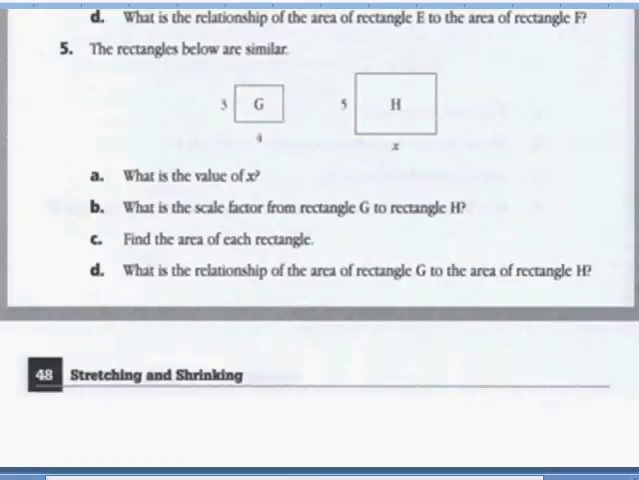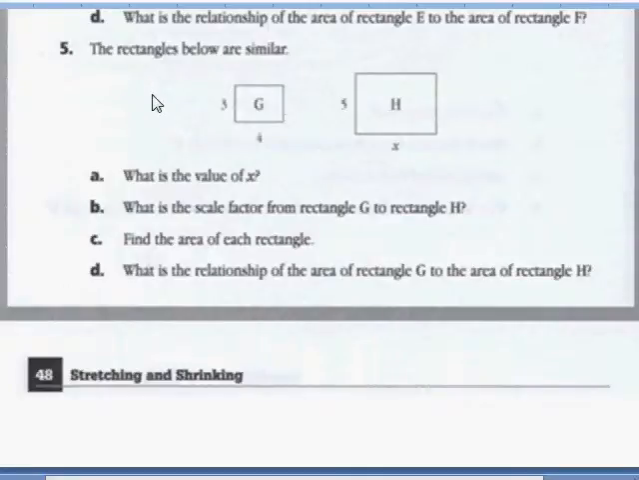Alright, Stretching and Shrinking Investigation 4, page 48, number 5 in the ACE questions. Again, it tells us the rectangles below are similar. So G is similar to H. So 3 times something is 5, and whatever that something is, 4 times that same something is going to give us X. And A is asking us what is the value of X.